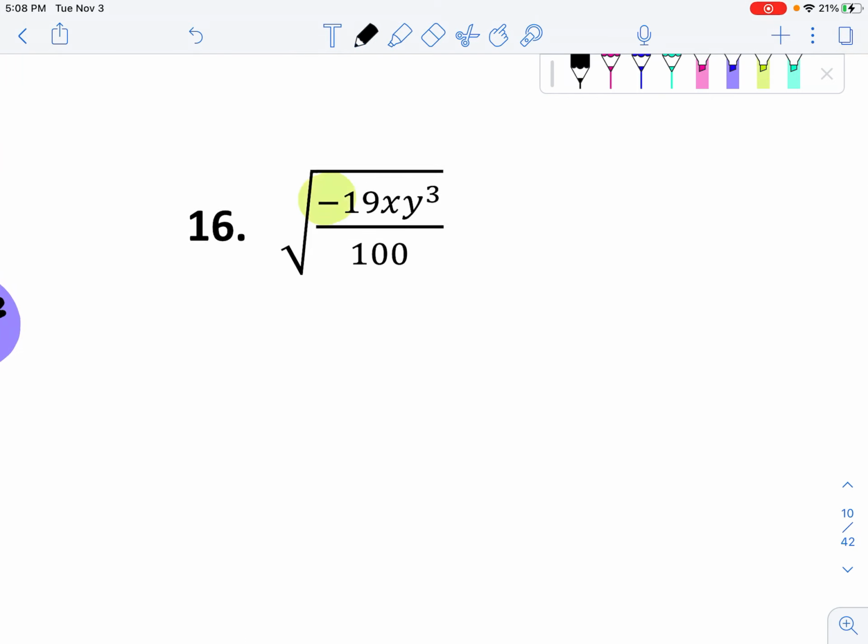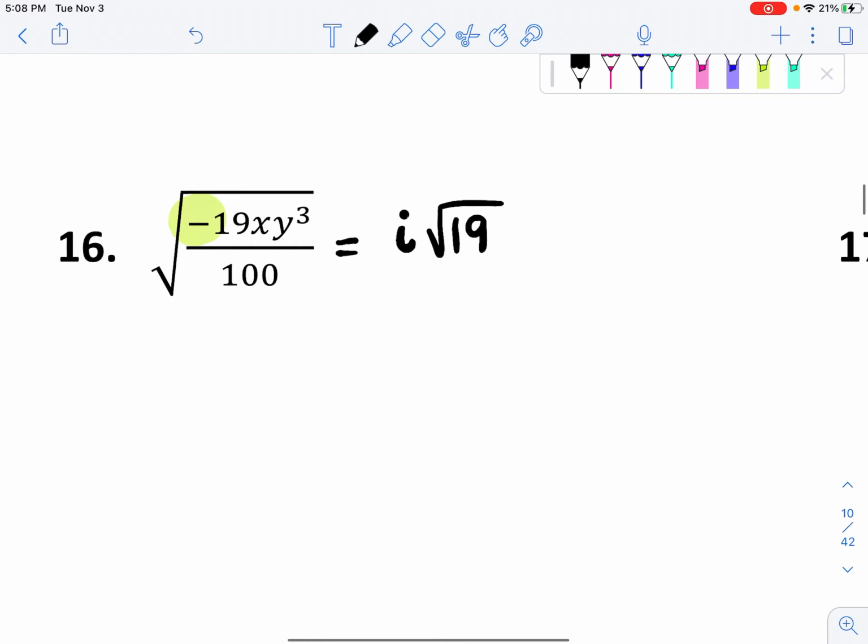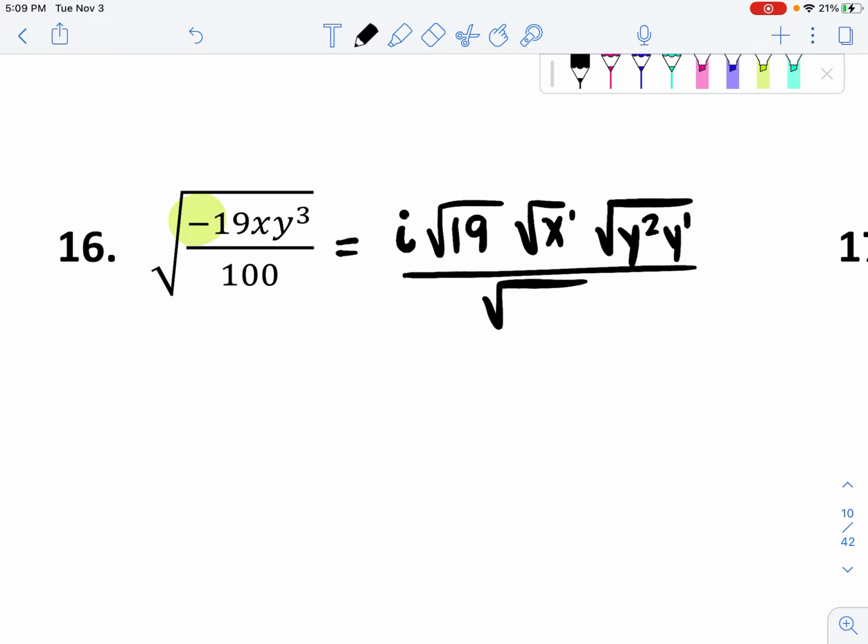Number 16, the negative is giving me the i. Then we have the square root of 19. Well, 19 can't be reduced. It's a prime number, so you can't divide it by any of the perfect squares. Then same thing, x can't be reduced because it doesn't have an even exponent, and you can't break down the 1, the imaginary 1. Y cubed can be rewritten as y squared times y to the first. And then my denominator is 100. So this is good and this is good, but these three are bad, and then that i stays outside.